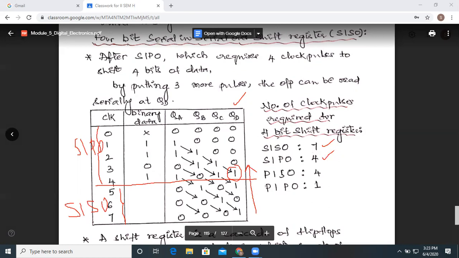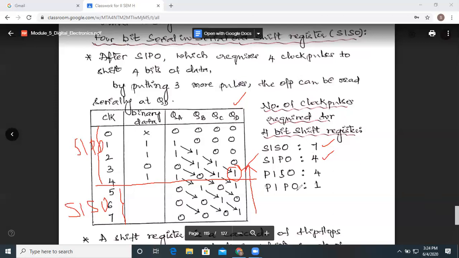So if we want to perform serial in, serial out, then 3 more clock pulses are required. Why it is not 4 is that after the application of 4 clock pulses, we have already got this 1 at QD. This is the least significant bit, already available for us. The rest of the more significant bits can be obtained by the application of 3 more clock pulses. So that's why we require 7 clock pulses for this serial in, serial out operation.